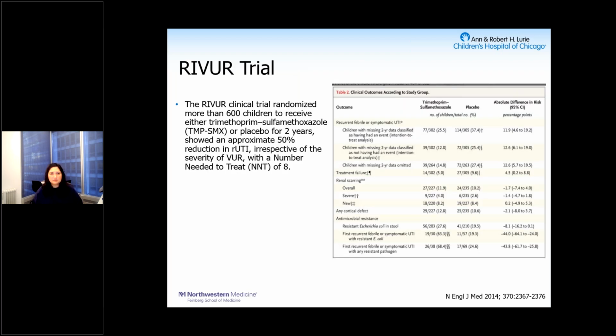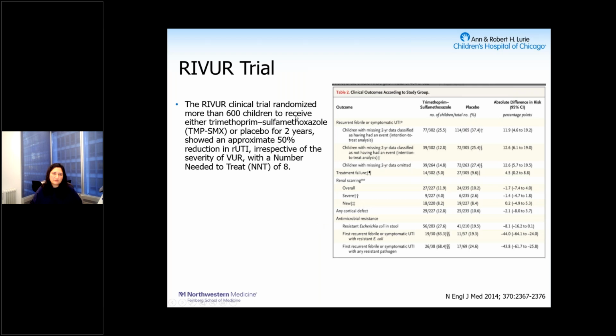I will also just mention the RIVUR trial because this is one of the key trials that have come out in recent years, looking at trying to answer this question about whether or when to start prophylaxis, and whether children with first-time UTI should be on prophylaxis.